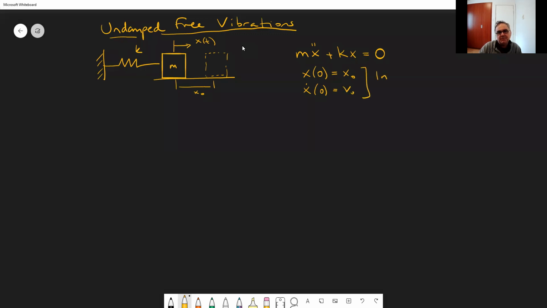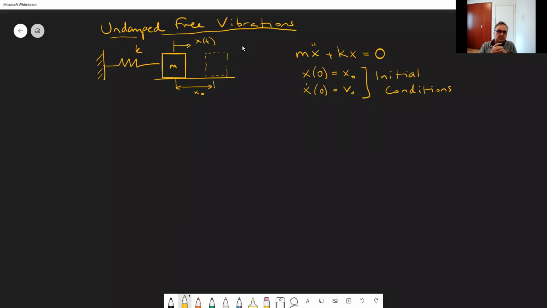These are the initial conditions. Now, if both of the initial conditions are 0, then there will be no vibration. It will just stay stationary.